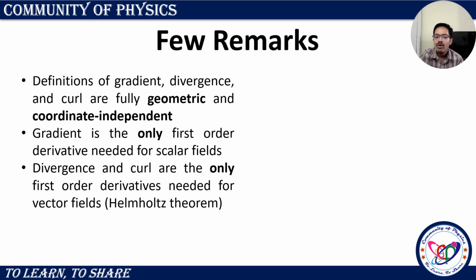Now gradient is the only first order derivative needed for a scalar field. So for a scalar field you only need the gradient, and every piece of information of the scalar field is inside of that. But for a vector field, divergence and curl are needed, and those two derivatives are the only derivatives that are needed for a vector field, meaning you can reconstruct a vector field out of divergence and curl only, and that is given by the Helmholtz theorem.